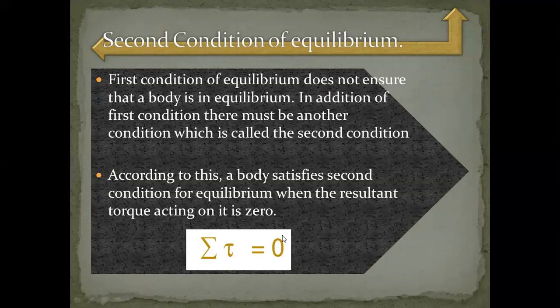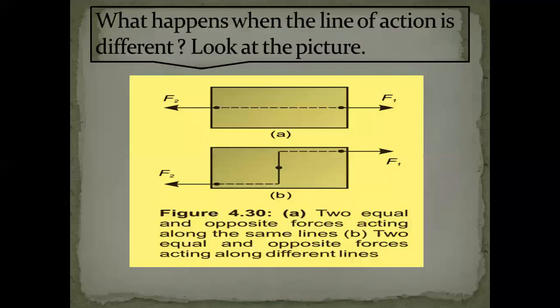Whereas in the first condition of equilibrium, sigma F, the summation of all the forces, must be zero. But in the second condition of equilibrium, sigma torque must be zero. So the summation of all the forces acting along the x-axis and y-axis must be zero. This is the first condition of equilibrium. And the summation of all the torques, clockwise and anti-clockwise, must be zero. This is the second condition of equilibrium.